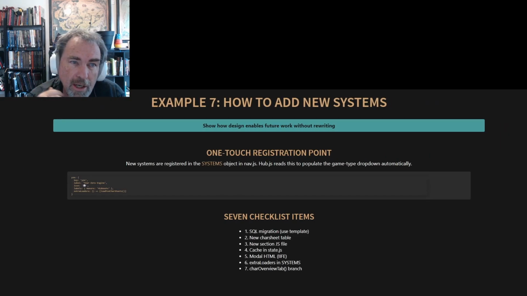Then we had to work out how to add those new systems that we were talking about earlier. So it built a checklist, which is defined in the design pattern, and it creates a new system. Then it creates a new character sheet table. Then it writes that JS file. It adds a cache. And it builds that character overview branch. So it does a whole stack of things off the back of that decision. So this is for tier two specifically, by the way, with that character sheet component.